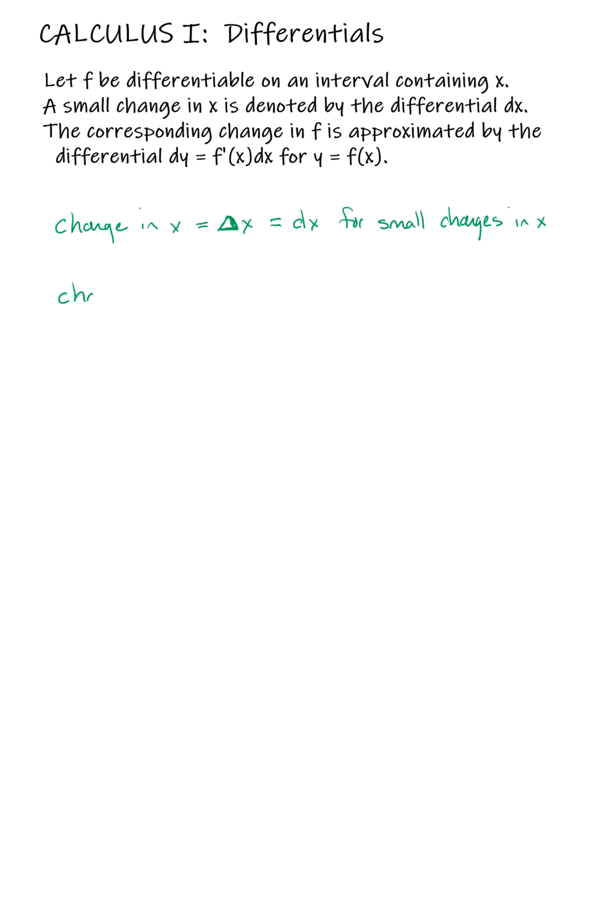We can look at the same sort of idea for y. The change in y we could denote as delta y. But notice this is the difference of our functions. Since y is equal to f of x, I could write this as f of x plus delta x minus f of x. Remember, this is a change in our y values, meaning a change in our functions, and that's why we use subtraction here.